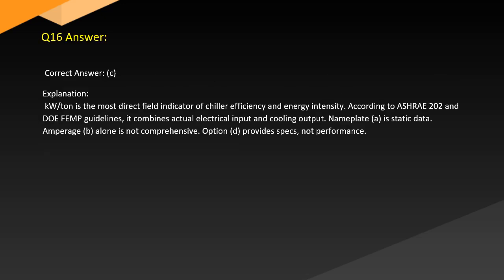Answer. Correct answer, C. Explanation. Kilowatts per ton is the most direct field indicator of chiller efficiency and energy intensity. According to ASHRAE 202 and DOE guidelines, it combines actual electrical input and cooling output. Nameplate, A, is static data. Amperage, B, alone is not comprehensive. Option D provides specs, not performance.